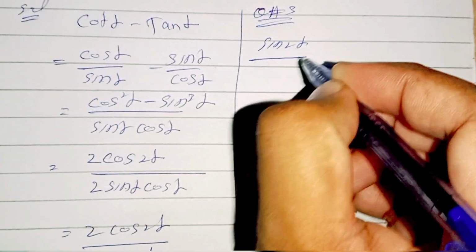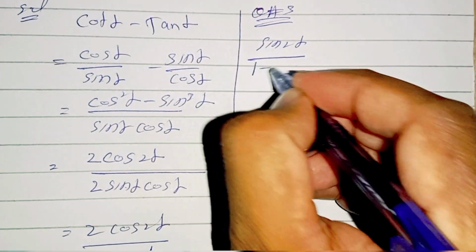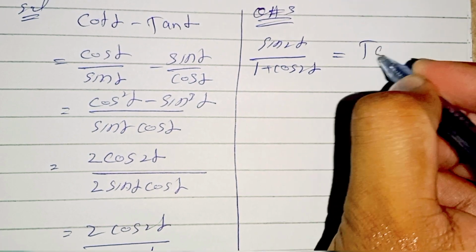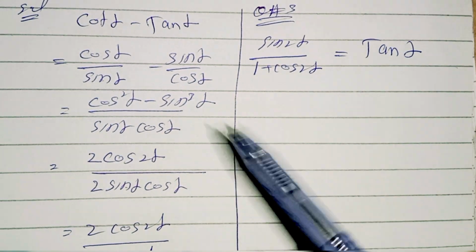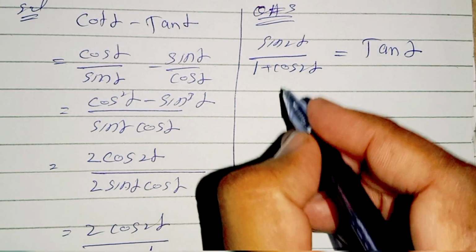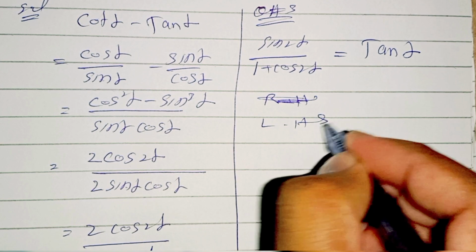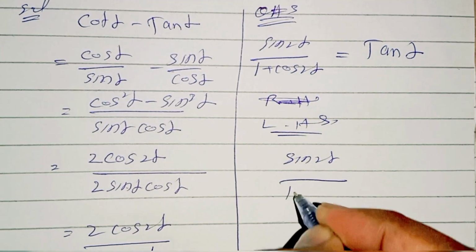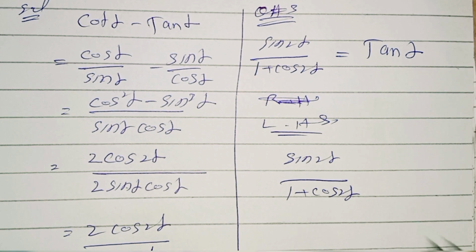Show that sin 2 alpha over 1 plus cos 2 alpha is equal to tan alpha. Here we change double angle into single angle. Taking left hand side, sin 2 alpha over 1 plus cos 2 alpha.